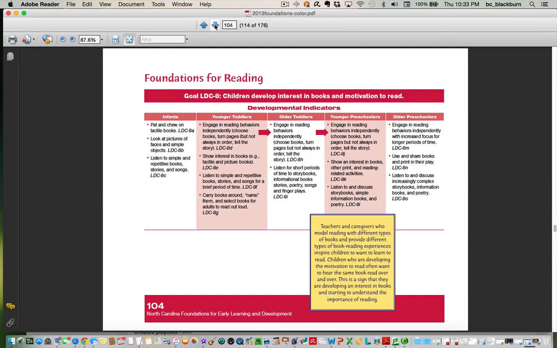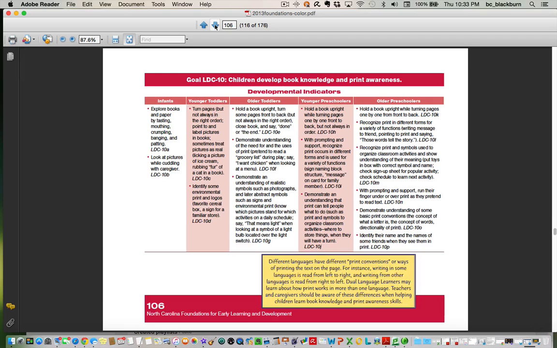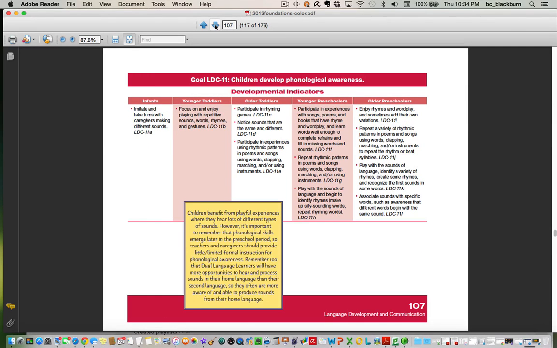Now let's look on pages 104 to 108, where you will find the developmental indicators for the specific goals for the subdomain Foundations for Reading. As you can see again, take note of those yellow boxes. On 106, you'll see something there talking about different languages and how they have different print conventions or ways of printing the text on the page. So this will be important for you to take note and read that specific yellow box.